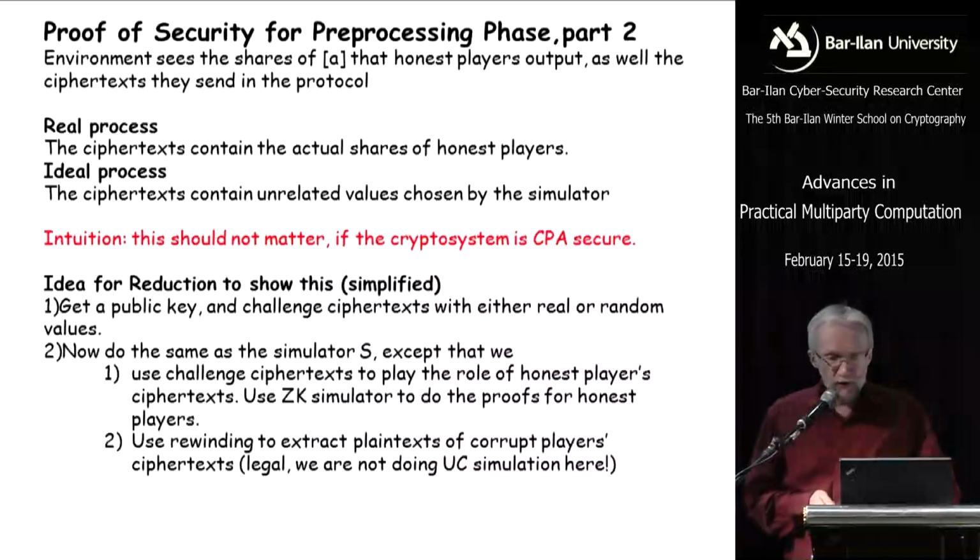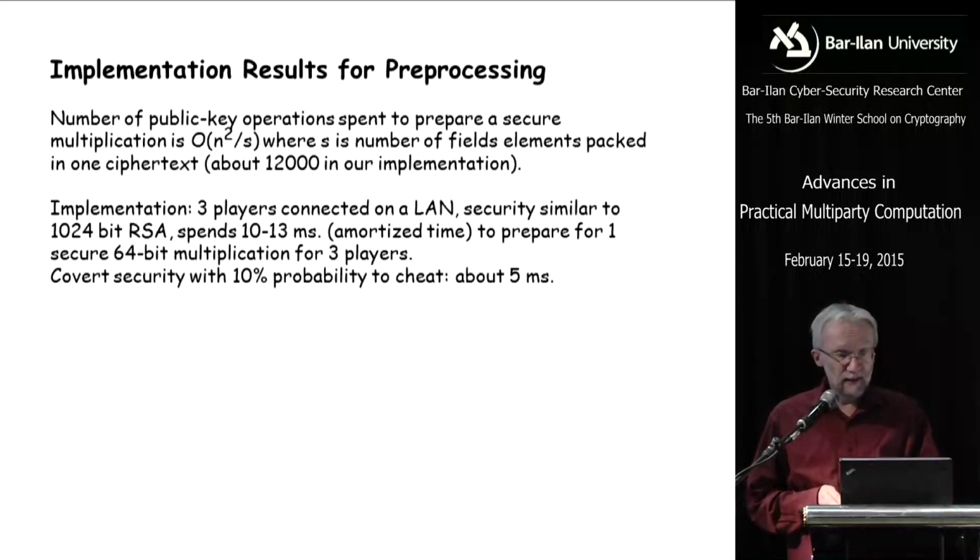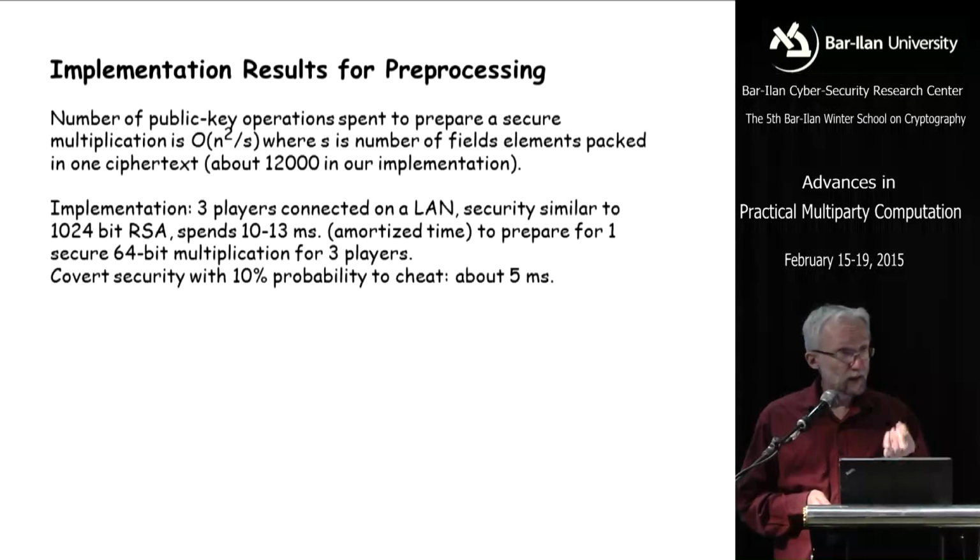Okay. So, implementation. The thing is that basically the number of public key operations you have to do here is quadratic in the number of players, divided by S, where S is the number of field elements that you pack in one ciphertext. That's about 12,000 in one implementation that we had.